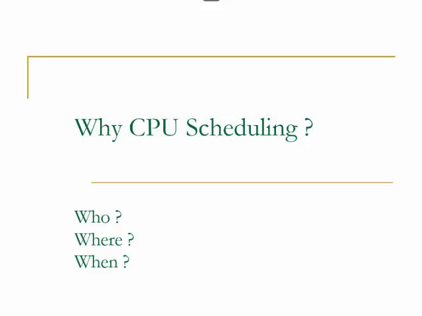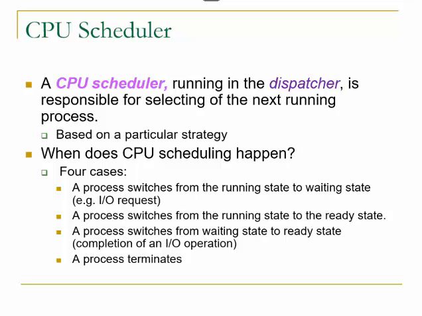Then when will it be done? There are various cases when CPU scheduling is done. In the first case, the CPU is free and it can get some other process. It is a natural event, so it happens a lot of the time. Whenever you give a process to the CPU, it gets executed and then we can pick up the next one.